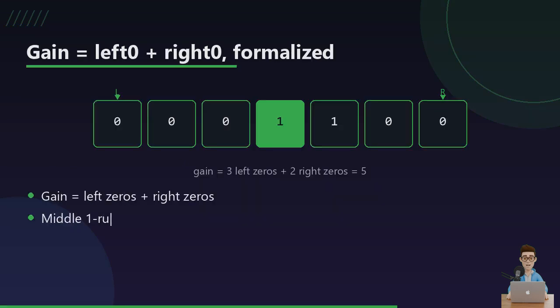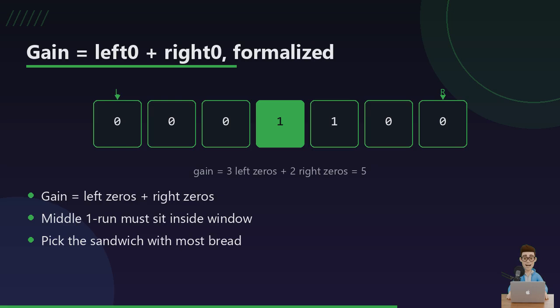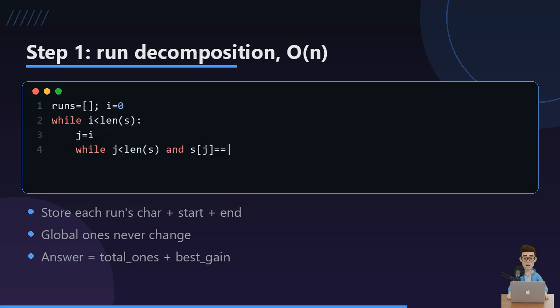Each candidate's gain is left zero count plus right zero count of the flanking runs. Reduce the problem to one runs whose sandwich fits the window, and maximize that sum. The subtlety is that the one run must be strictly interior to the query, which is exactly what the binary search boundaries enforce. Standard single pass run split, storing char and inclusive endpoints.